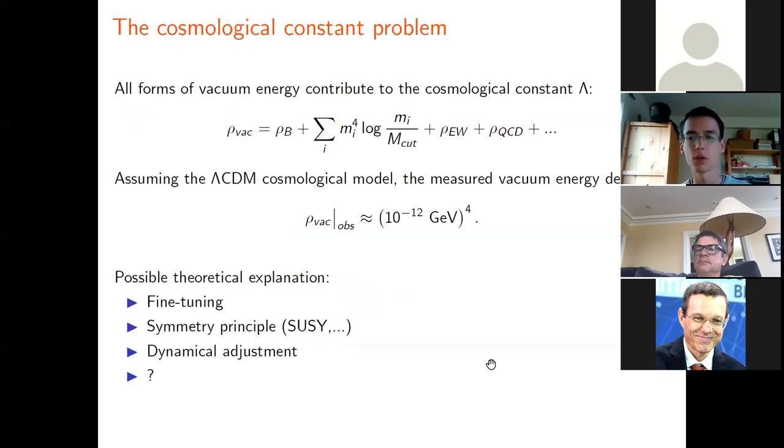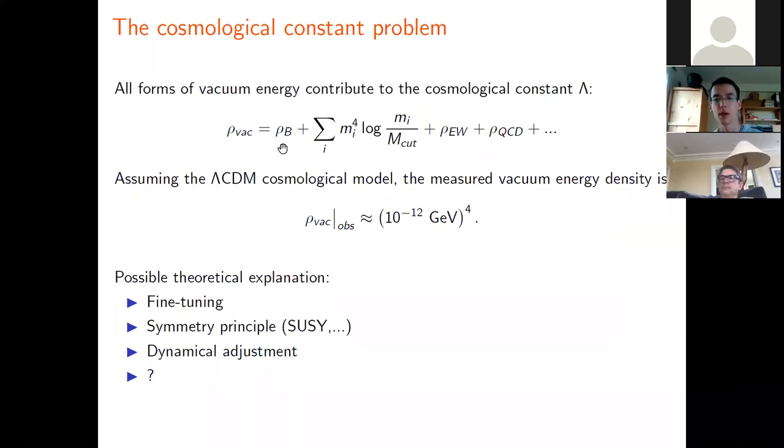Okay, so the cosmological constant problem, as you all know, is the tension between cosmological observations of the Hubble expansion rate and theoretical expectations of what vacuum energy should be, based on QFT and particle physics. So at the level of QFT and particle physics, one can compute vacuum energy, and in principle there are many contributions. First of all, there is a bare contribution that you can identify with the cosmological constant in the Lagrangian of the theory. This is a free parameter that you can tune.